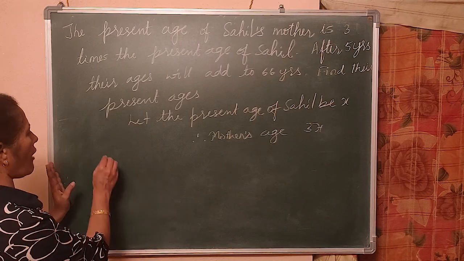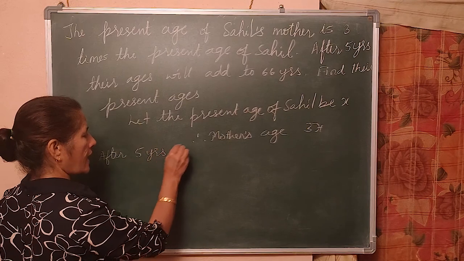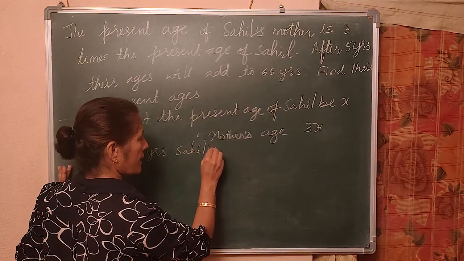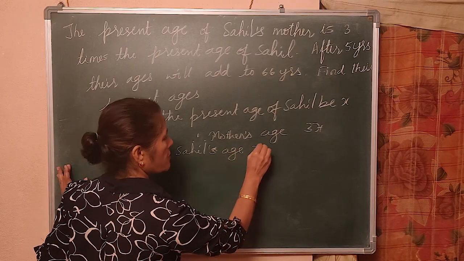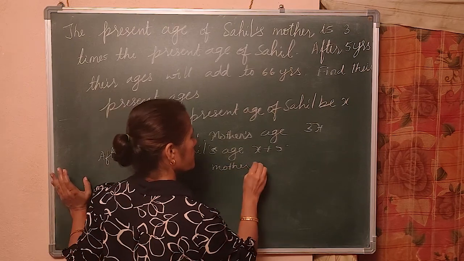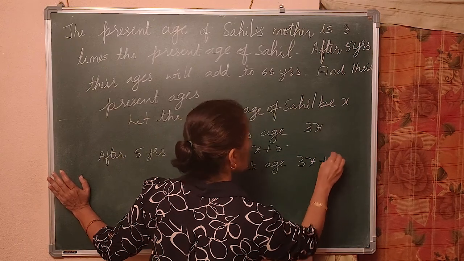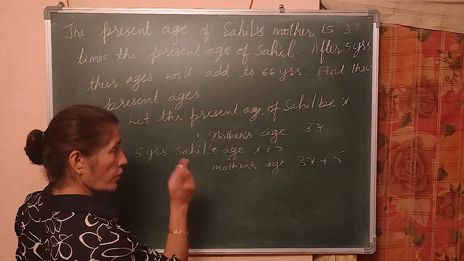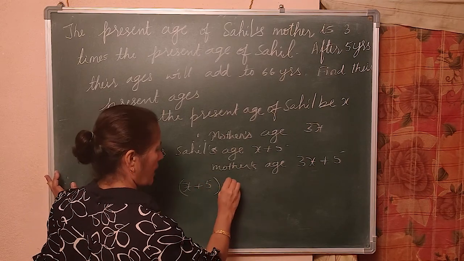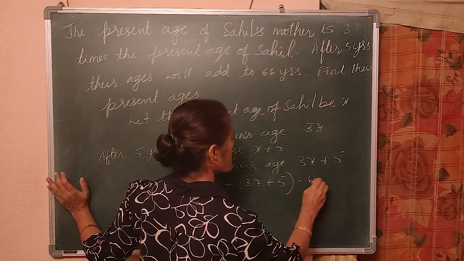So write down that. After 5 years, Sahil's age x plus 5, mother's age 3x plus 5. So the sum is 66. So what you have to do? x plus 5 is Sahil's age, plus 3x plus 5 is mother's age, is equal to 66.